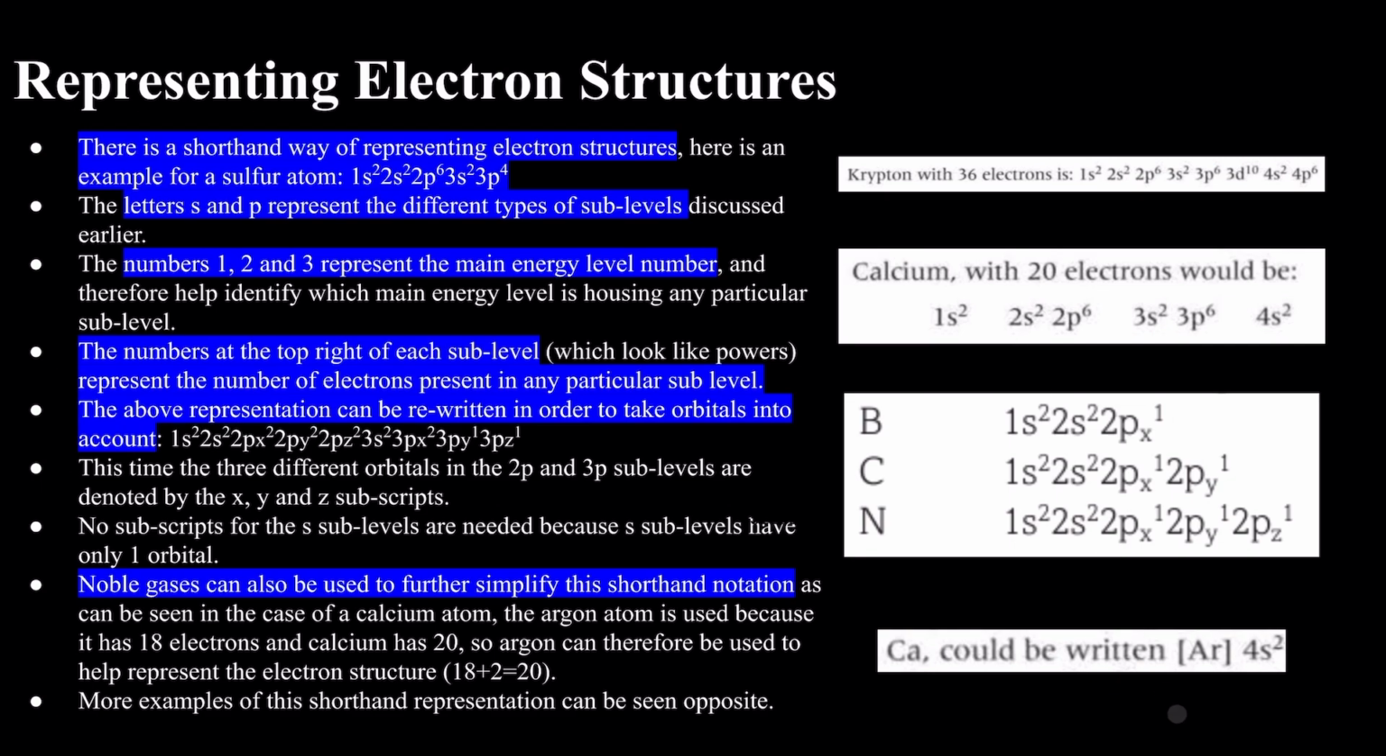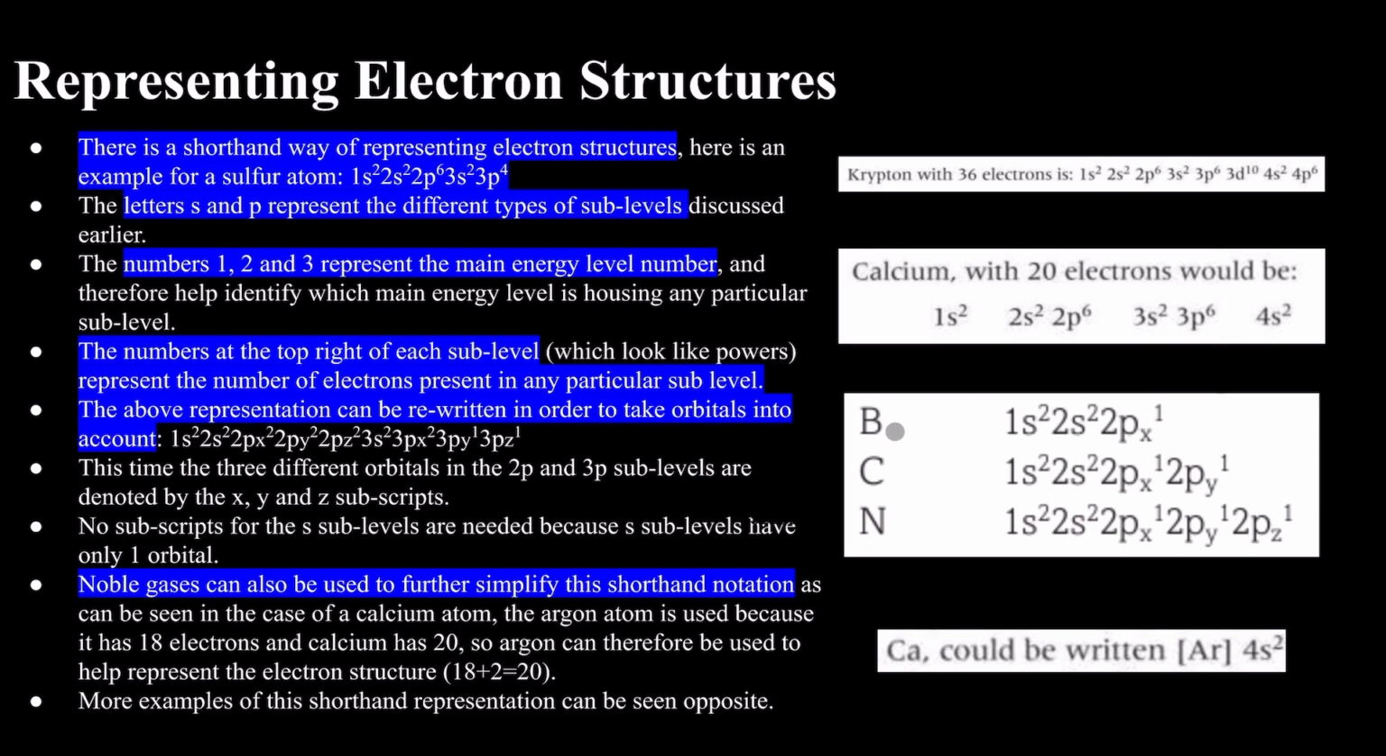With the calcium atom, again, this time not using the argon symbol, we would write it as 1s2, 2s2, 2p6, 3s2, 3p6, and 4s2. So you can see what we did before, we just replaced all of this with the argon. That's why this is a much more shorthand way of writing the electron structure of calcium.